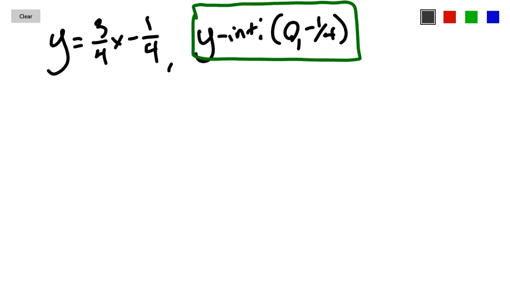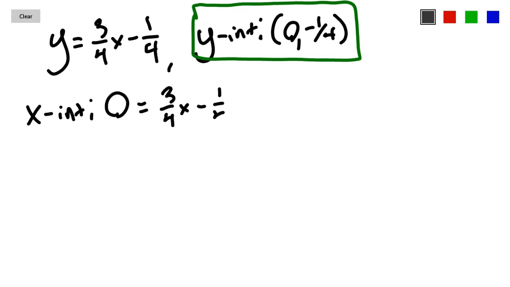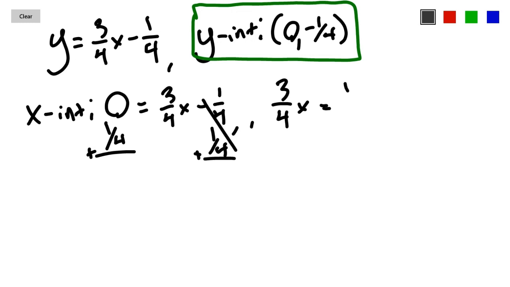But for x-intercepts, I set y equal to 0, so I have 0 is equal to 3 over 4x minus 1/4. So I'm just going to be solving this linear equation. So I'm going to add 1/4 on both sides. So I get 3/4 x is equal to 1/4.